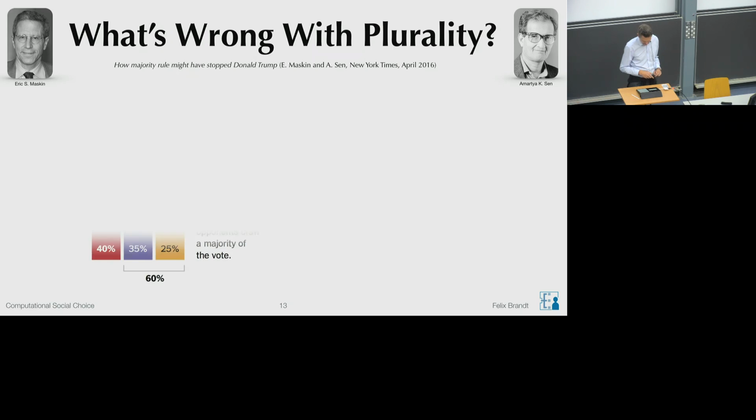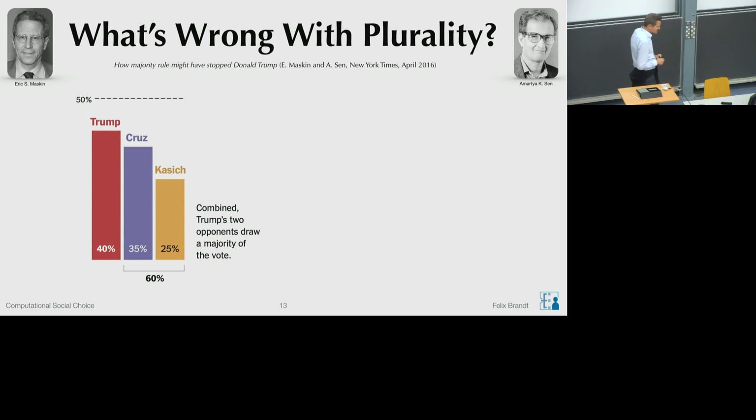Let me show you what this example is about. In these primary elections, there were also other candidates than Trump. For instance, in some states, there was Ted Cruz and John Kasich, two other Republican politicians. In many states, Trump emerged as the winner without having an absolute majority. Like in this example here, there are these three candidates. 40% think Trump is the best candidate, 35% think Cruz is the best candidate, and only 25% think that Kasich is the best candidate. Then Trump emerged as the winner, even though he doesn't exceed this 50% threshold.